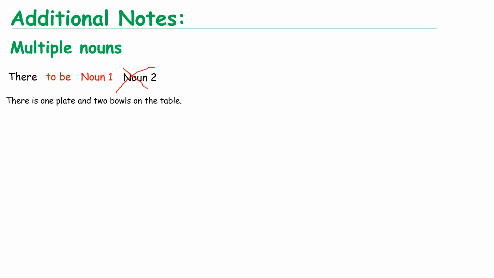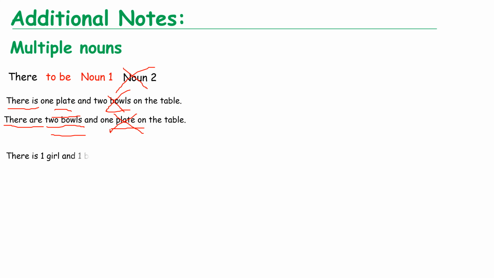There is one plate and two bowls on the table. Here we have two nouns, plate and bowls, right? And we'll say there is because our first noun is in the singular form, and the second noun plays no role in determining the expression there is. There are two bowls and one plate on the table. Here we have the same two nouns in one sentence. Here, however, we say there are because our first noun is in the plural form, and the second noun plays no role in determining the expression there are.